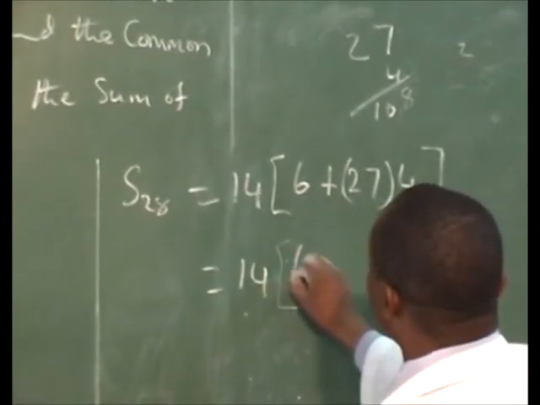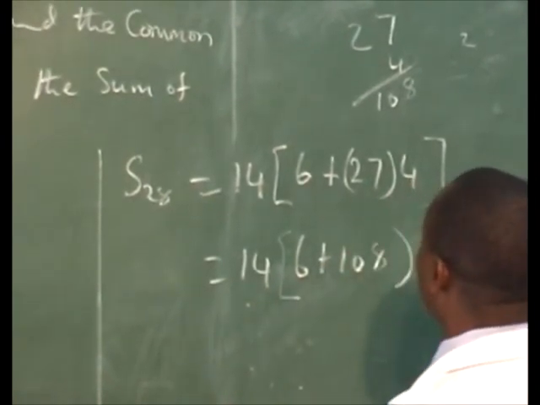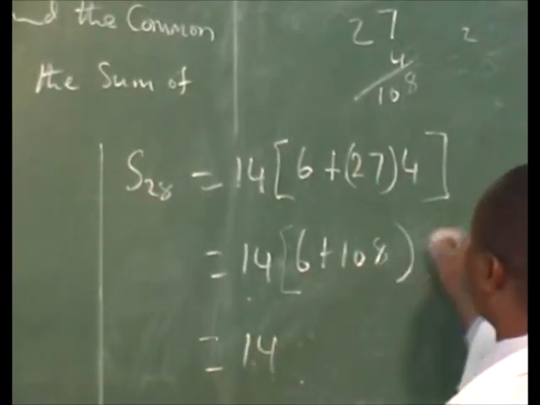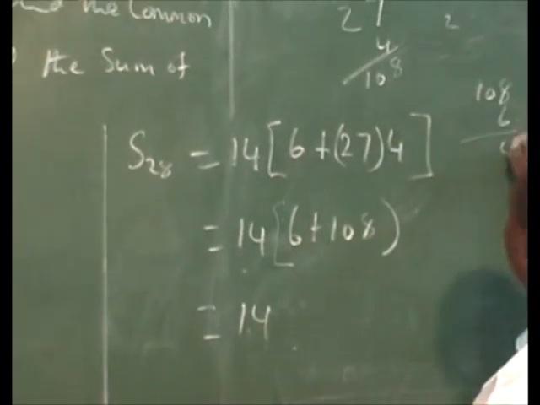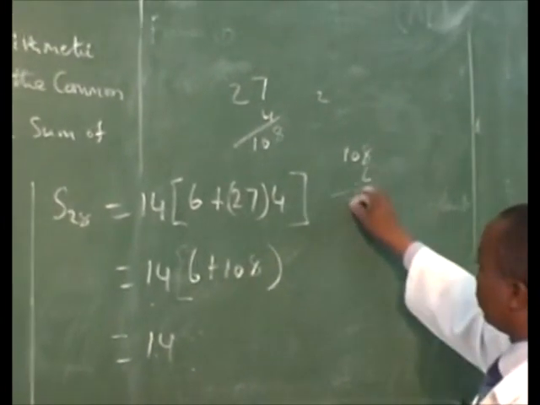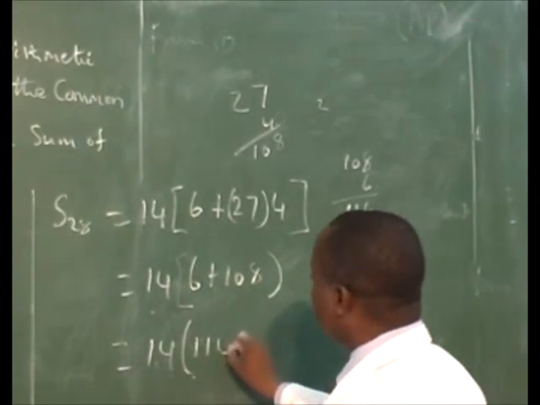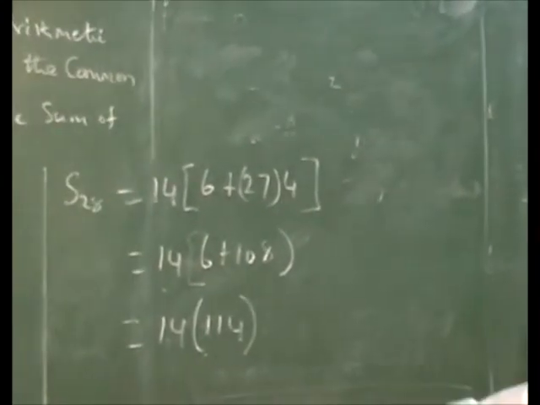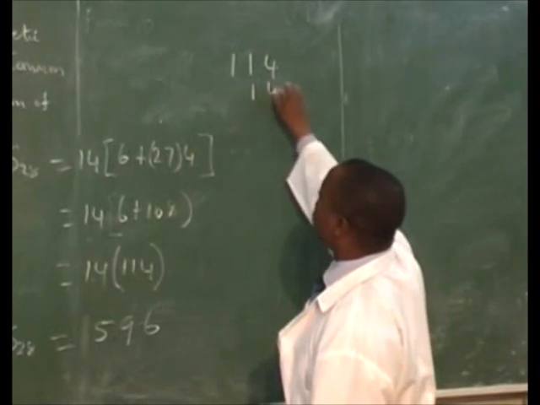We have 6 plus 108. That will give us 14. 6 plus 108 will give us 114, carry 1. So we have 114. So 114 will be times 14. 14 times 14.